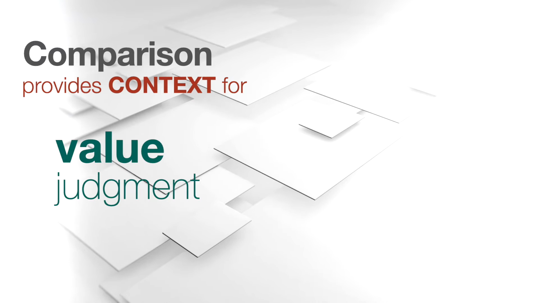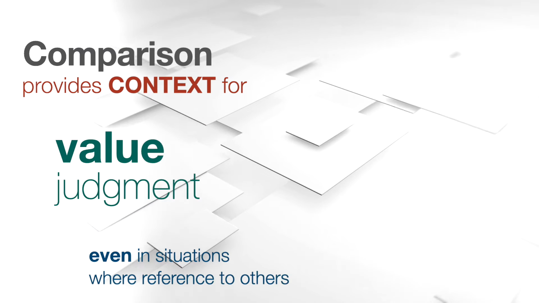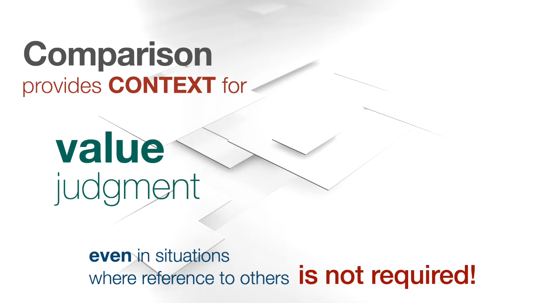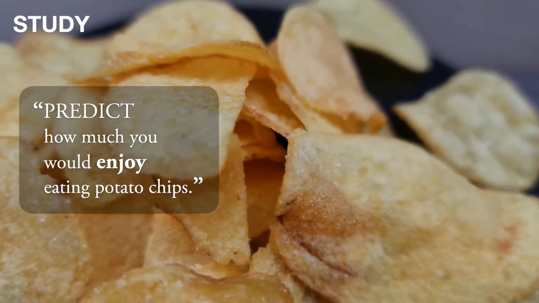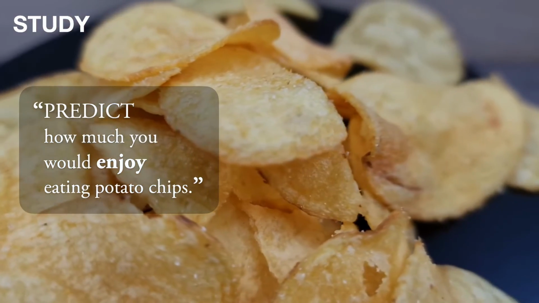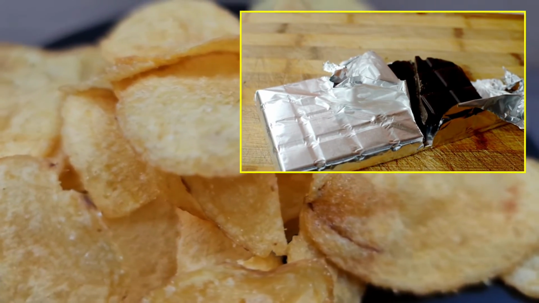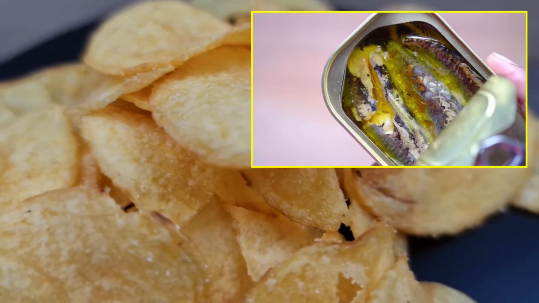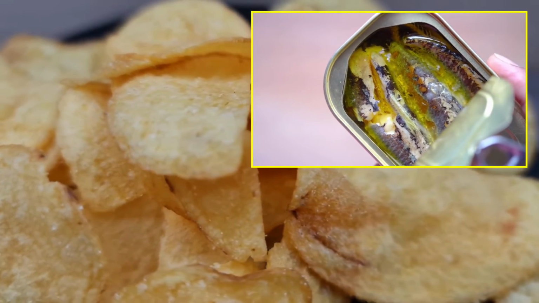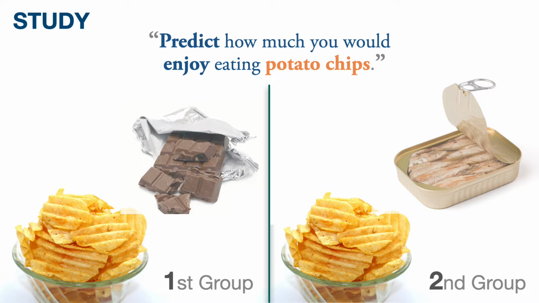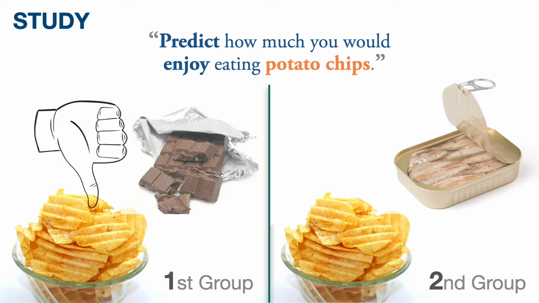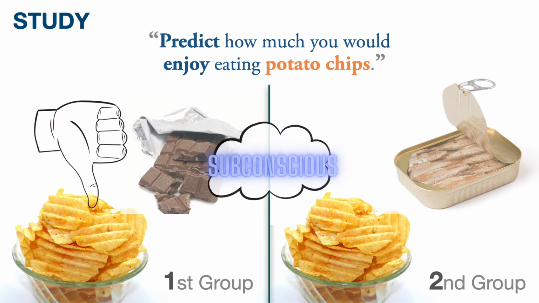It is no wonder that we rely heavily on it, even in situations where reference to others is not explicitly required. In a study, volunteers were asked to predict how much they would enjoy eating potato chips. The first group of participants could see a chocolate bar next to the potato chips. For the other group, the nearby object was a can of sardines instead. They were not asked to consider or compare the enjoyment of eating potato chips with the consumption of nearby food items that just happened to be there. Yet, the participants' prediction was lower for the potato chips nearby the chocolate bar. The comparison was carried out at a subconscious level.